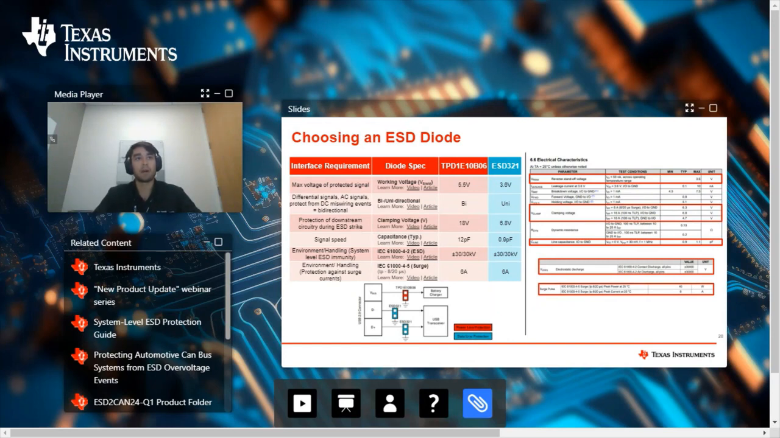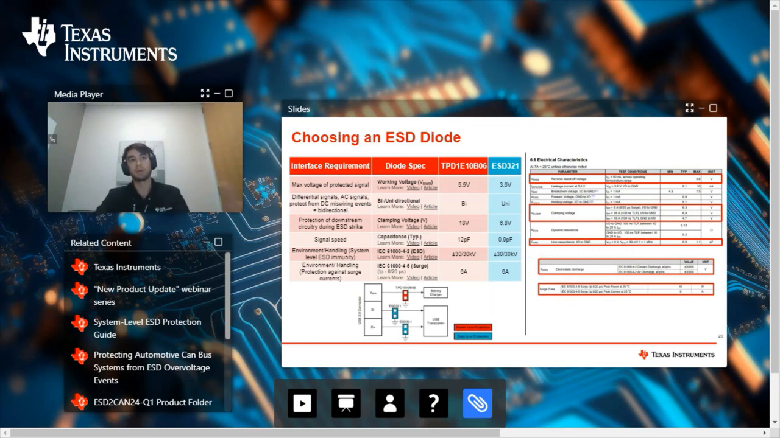And for capacitance, you're going to want to look at the signal speed and determine what capacitance you're going to need to stay in compliance. And for your IEC ESD and surge ratings, these will depend on your environment and handling. And we offer devices from 30 kV all the way down to 8 kV, as well as surge ratings from 2.5 amps to over 40 amps.